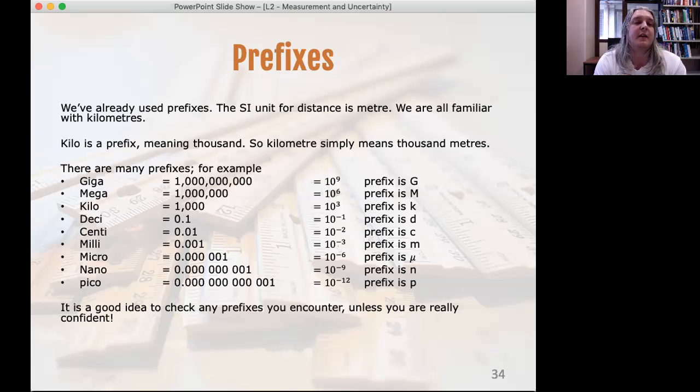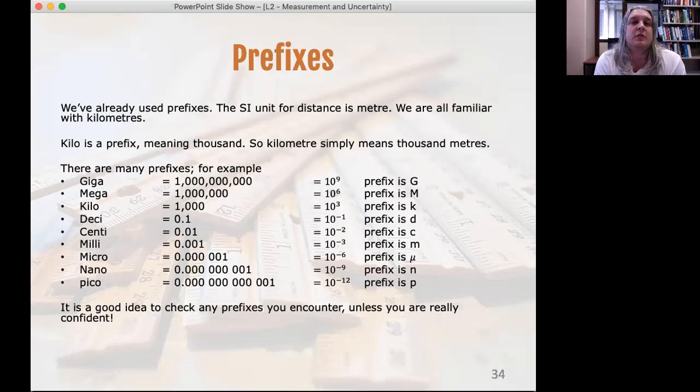So these are some standard prefixes. There are more, do feel free to look them up. Generally, when you encounter a prefix, go and check it, unless you're really, really confident. Most people are pretty happy with milli being 1,000th, 10 to the negative 3, or kilo being times 1,000, 10 to the positive 3. But the other ones, most people generally will need to go and check.